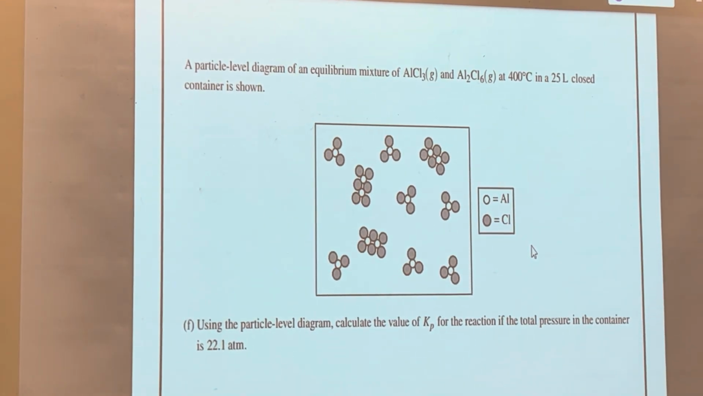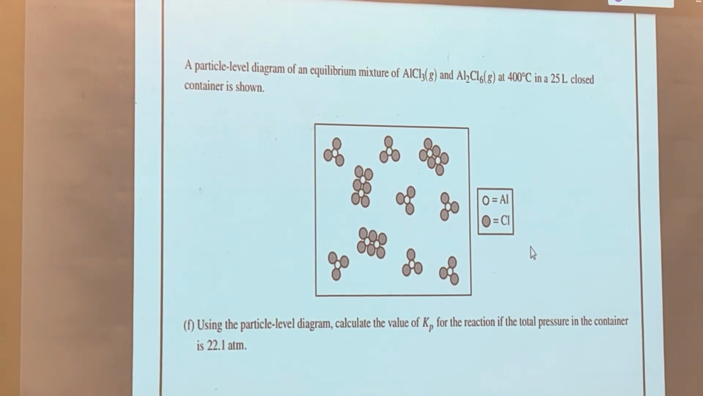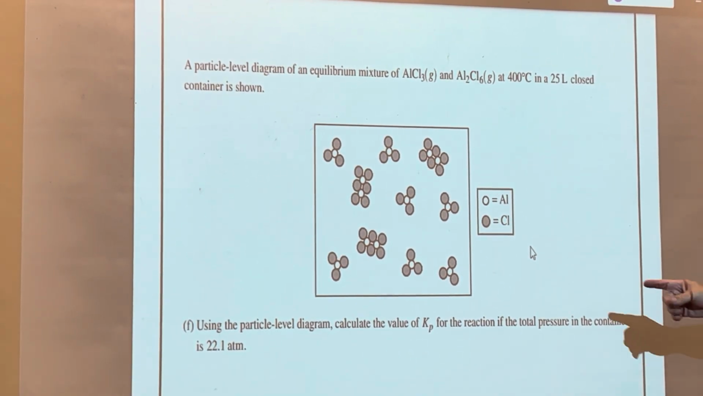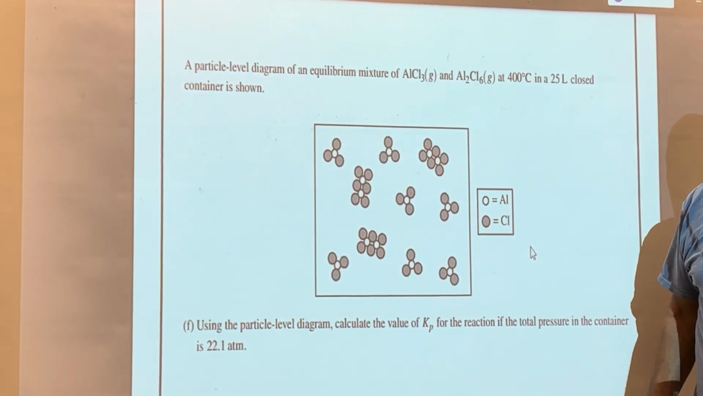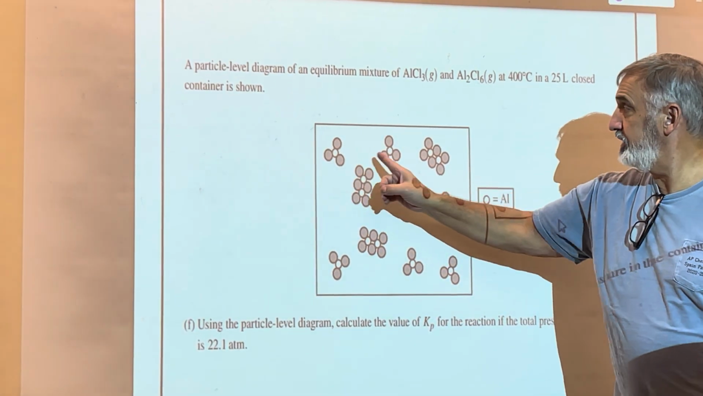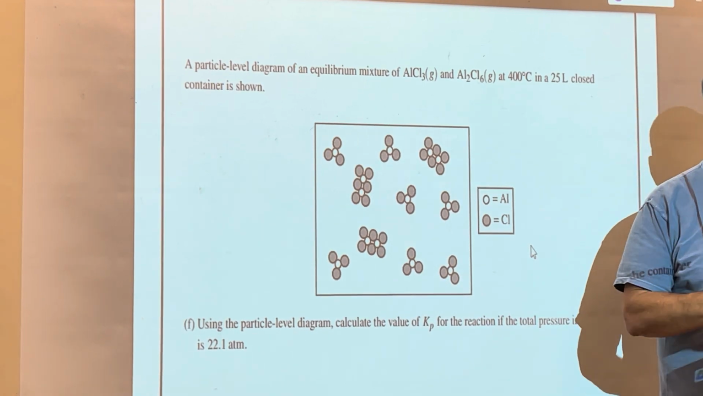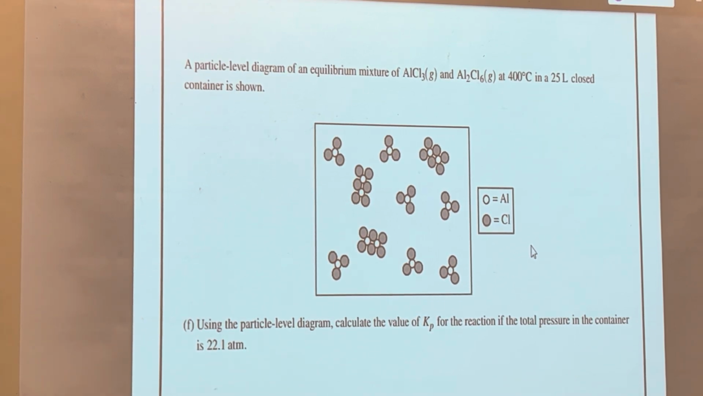Mole fraction. Mole fraction times the total pressure. So what does that mean? How many molecules do I have total? 10. How many of them are AlCl3? 7. 1, 2, 3, 4, 5, 6, 7. So 7 of the 10 molecules are AlCl3. So what does that mean about the pressure? 70% of the pressure is due to AlCl3.